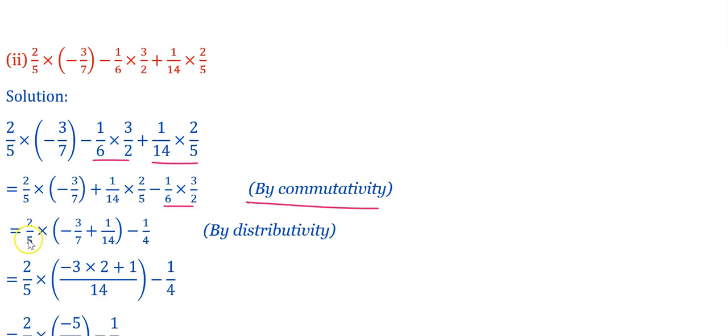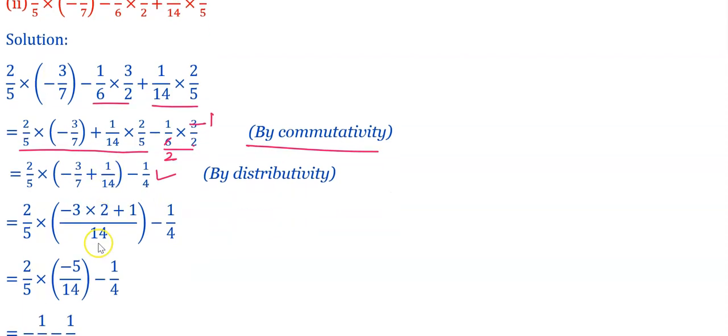Next, we'll take 2 by 5 as common from these two. Take 2 by 5 as common into, in bracket, minus 3 by 7 plus 1 upon 14. And what's remaining here is minus 1 by 4. How is it minus 1 by 4? Simplify this here. You will get 2 into 2, 4. For the numerator you will get 1 and for the denominator you will get 4, and therefore overall you will get minus 1 by 4.